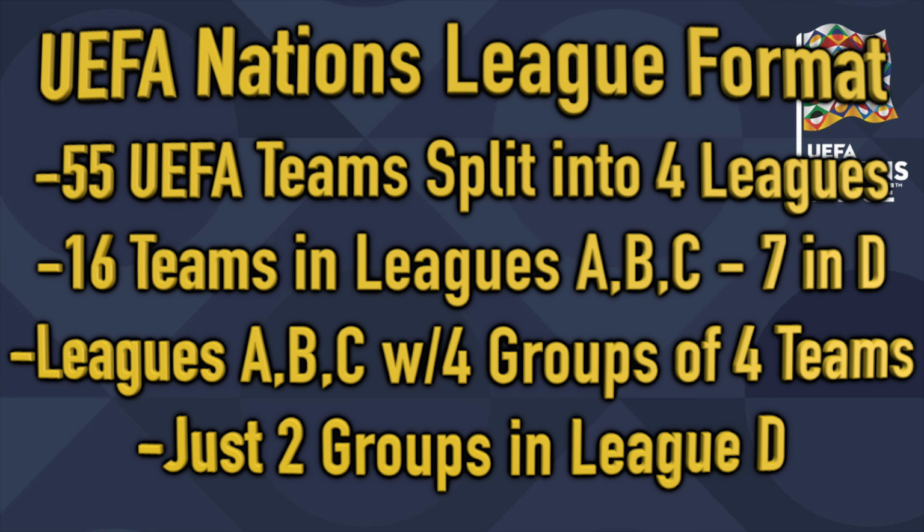There are 55 European countries that are a part of UEFA. Those 55 teams are split up into 4 leagues. 16 nations in League A, 16 in League B, 16 in League C, and just 7 in League D. So within each of those leagues then, we split up the 16 teams into 4 groups of 4 teams each, 4 groups in A, B, and C. League D is a little bit different since there's only 7 teams, just 2 groups in League D, one with 4 teams and one with 3.